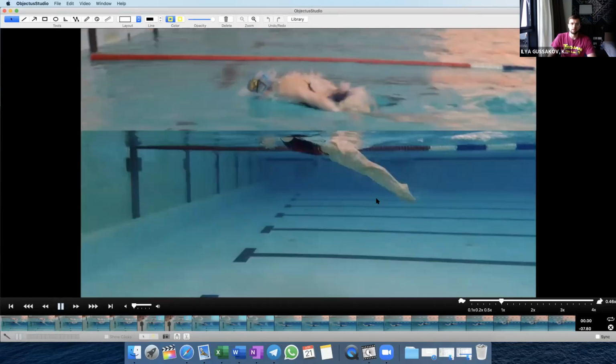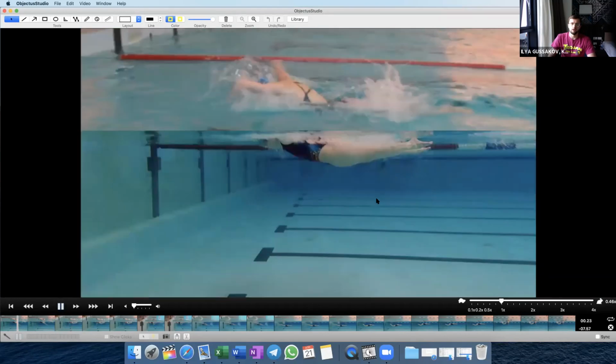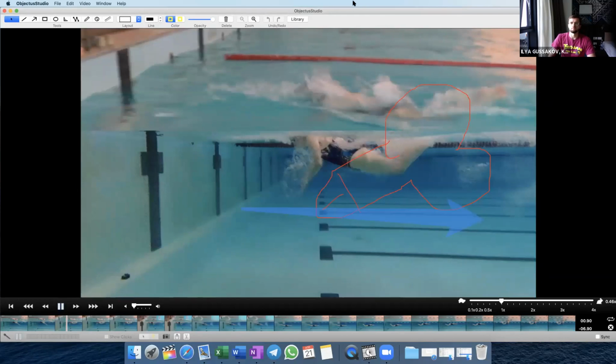Okay, this is just a regular turn from an average swimmer. She's 16 years old.